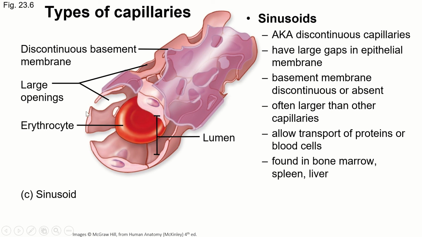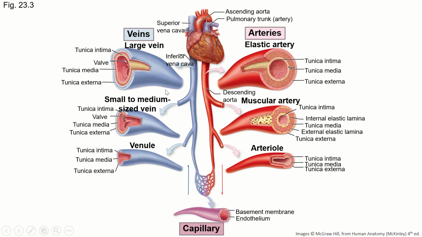Okay, so that's sinusoid. So three types: continuous, fenestrated, which has pores, and sinusoids, which has big holes in the wall. Okay, continuous, found in muscles and skin. Fenestrated, found in the digestive system, kidneys. Sinusoids, found in the spleen, the liver, and the bone marrow. All right, so we did the arteries and the capillaries. Now it's time to learn about the different types of veins. I'm going to come back to that in a third section.